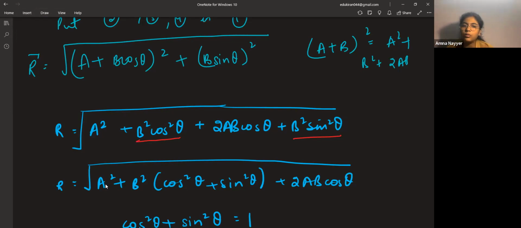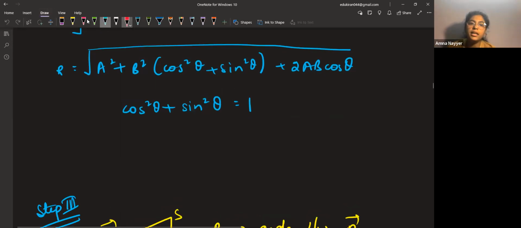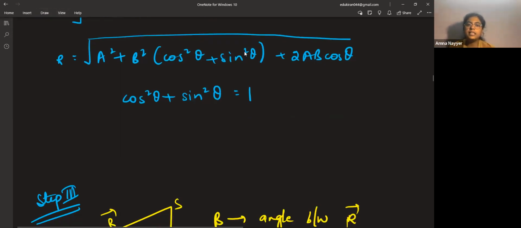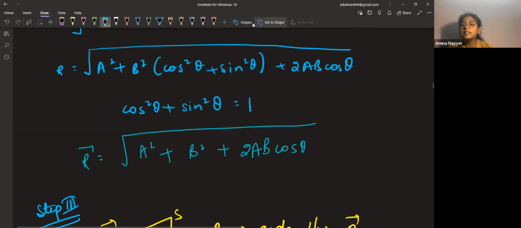I'll obtain this under root: A square plus B square (cos square theta plus sine square theta) plus 2AB cos theta. Now cos square theta plus sine square theta is actually equal to 1. So this term becomes 1. What is the resultant coming? Under root A square plus B square, this becomes 1 so I'm not writing it, plus 2AB cos theta. This is how you write the entire magnitude. This is the final answer for the resultant.